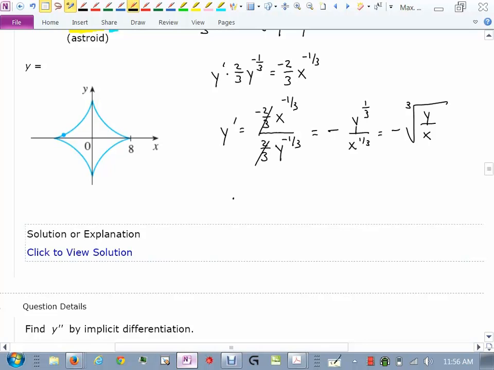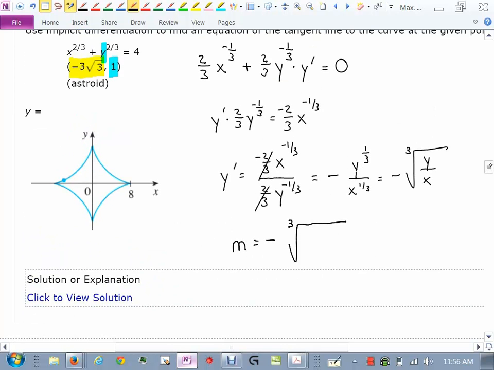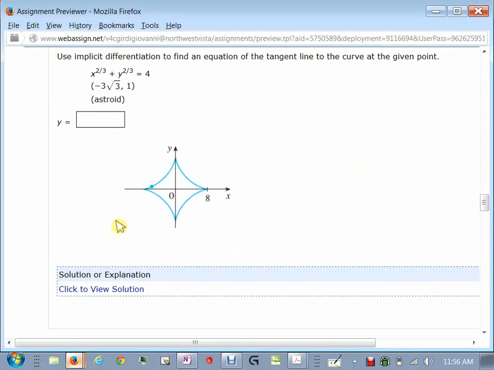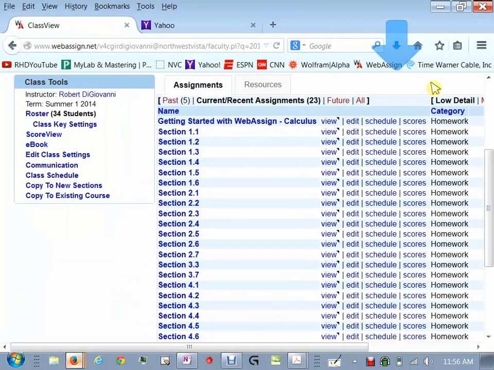The slope of our tangent line will be equal to negative cube root of the y value, which we said was 1, over the x value, which is -3 cube root 3. That's our slope. And then we go ahead and plug that into our formula. Let's see what they do, because it's kind of ugly. See how much cleaning up they do on this.